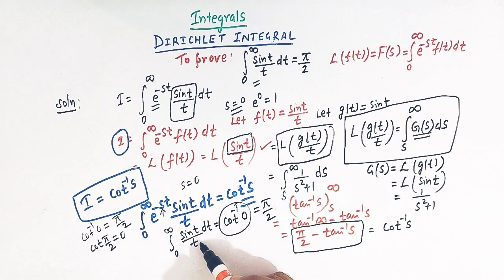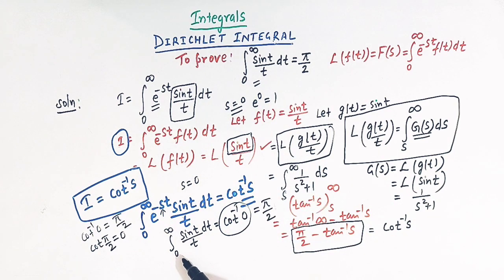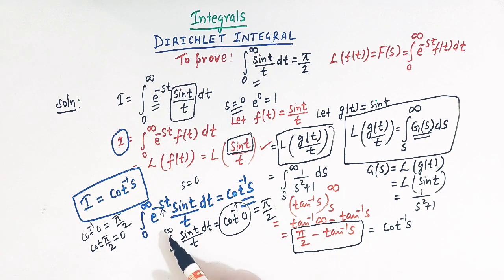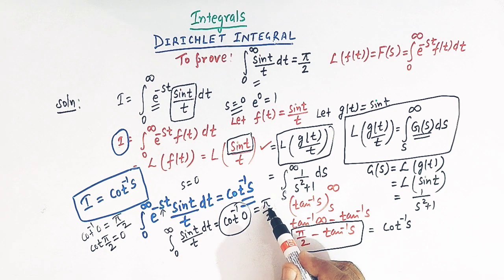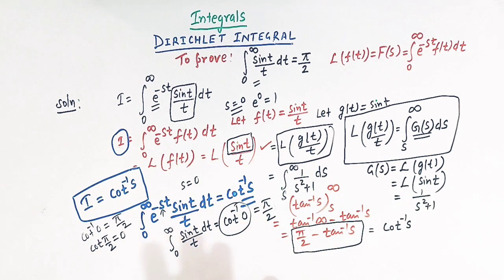And this is the required result, right? So the value of this famous Dirichlet integral, which is 0 to infinity sine t over t dt, is equal to pi by 2, right? So this is how, by making use of the concept of Laplace transform and its properties, we can arrive at the results of these types of important integrals.